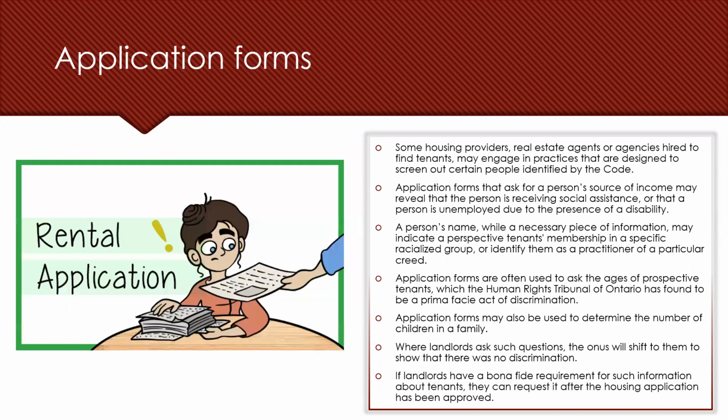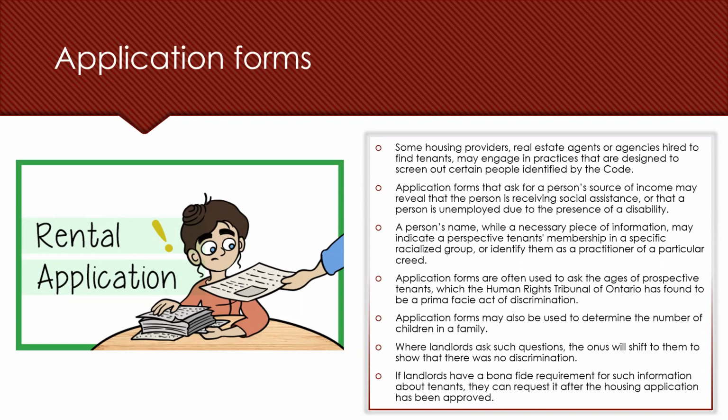So, application forms. Housing providers, real estate agents, and property management companies hired to find tenants often engage in practices that are designed to screen out people identified by certain code grounds. Application forms that ask for a person's source of income may reveal that the person is receiving social assistance or that a person is unemployed due to the presence of a disability.